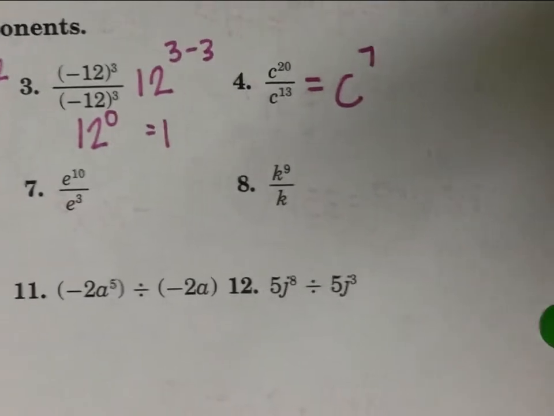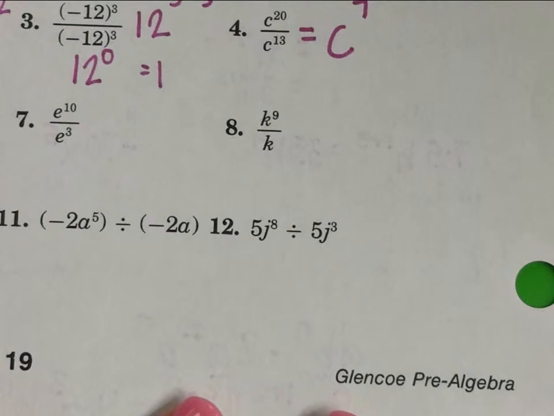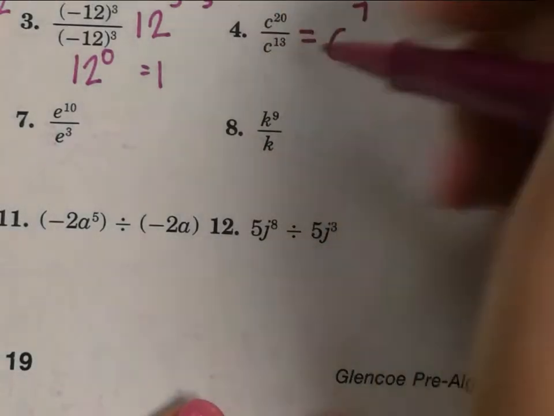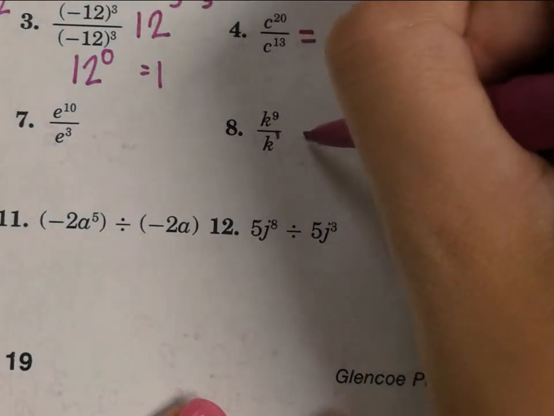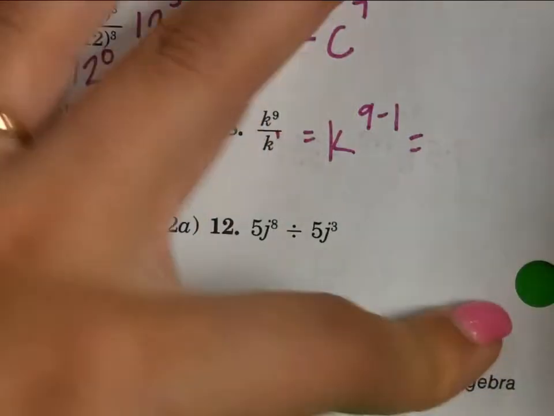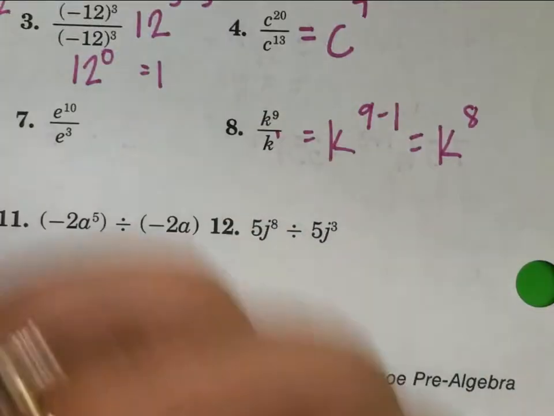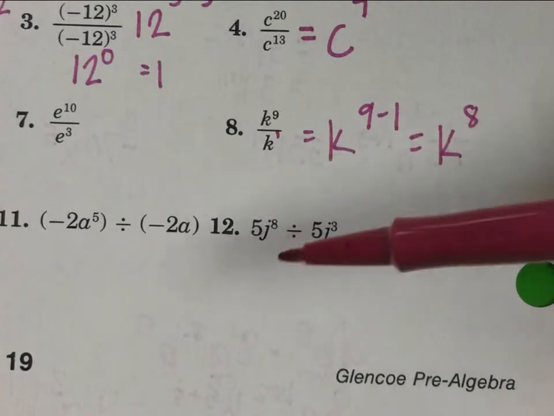Let's look at number 8. K to the 9th over K. What do you think that would be? Yeah, K to the 9 minus 1. Yeah, this K on the bottom, what does it have an exponent of? A 1. So that means this would be K to the 9 minus 1, which would be what? K to the 8th. You have to remember that if you just have a single number, that it is raised to the first power.